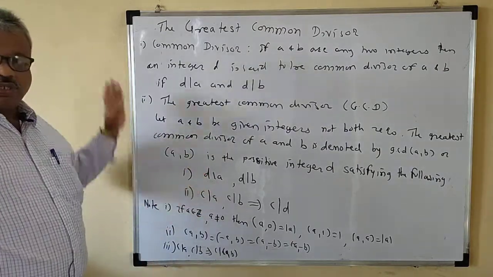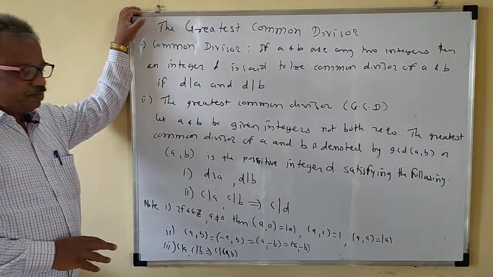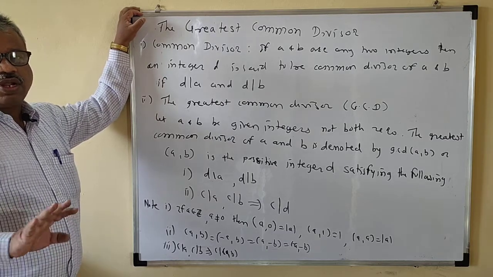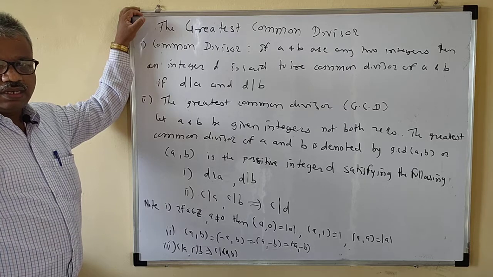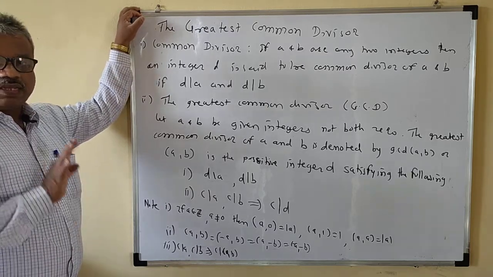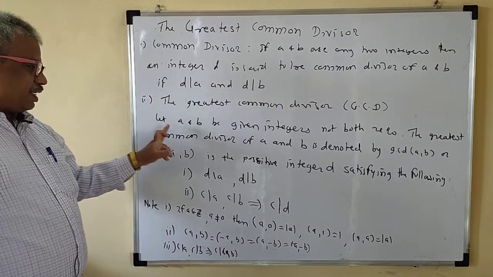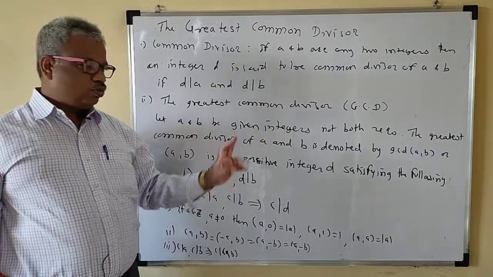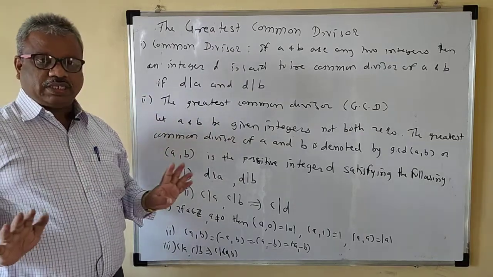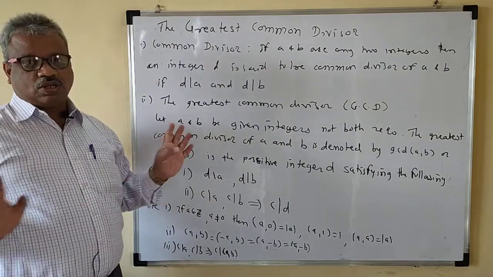So this is the actual definition of the greatest common divisor. You have seen how to find the greatest common divisor, but you have not seen its definition before that. So now we will define the greatest common divisor properly. Let a and b be the given integers, not both 0. That means a and b are any two integers such that one of them is not 0.